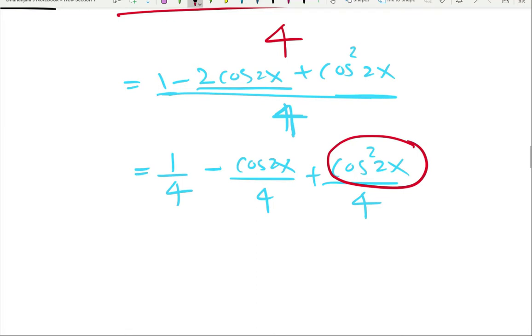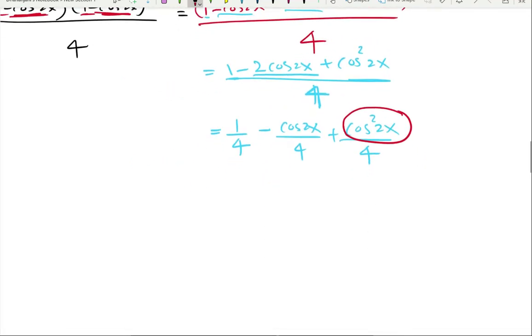Double angle identities again. Don't use the Pythagorean identity here, because understand this. What is our end goal? The end goal is to write a trigonometric function in just power 1. Can the Pythagorean identity ever do that? No, okay? The Pythagorean identity always works with squares. It never reduces the power. So we have to use double angle identities for this part again, okay?